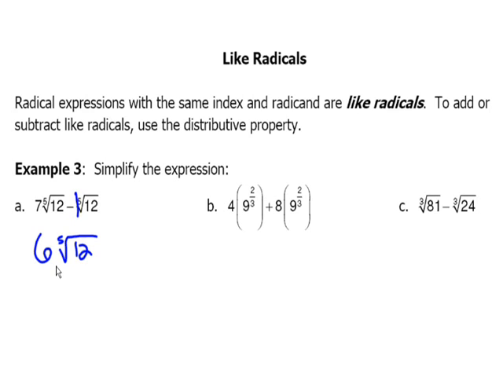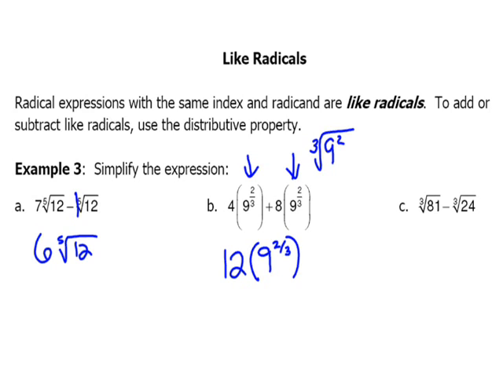Here, this and this, even though they didn't look at it, this is really 9 to the second, right, cube root. That's what that means. So these are like radicals. They're exactly the same. So I add their coefficients, and I get 12, and I keep my radical, and I'm done.